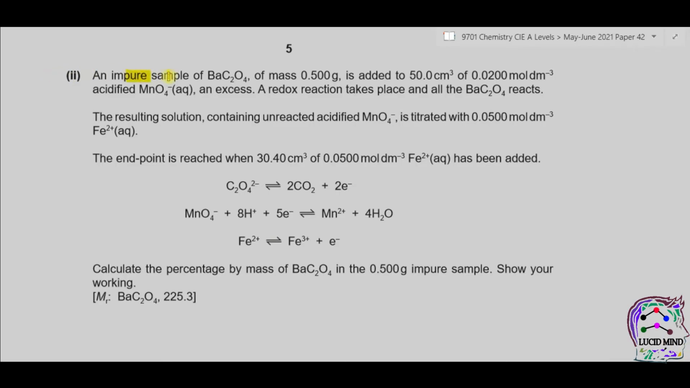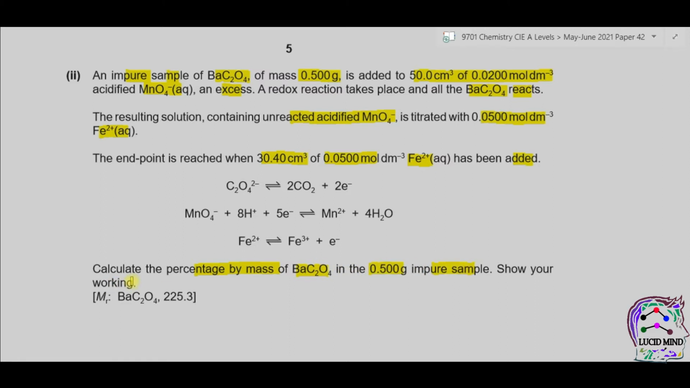Part 2, an impure sample of BaC2O4, mass is given 0.5 grams. It is added to 50 cm3 of 0.02 mol per dm3 acidified manganate, which is oxidizing agent, and in excess, a redox reaction takes place and all BaC2O4 reacts. The resulting solution containing unreacted acidified manganate is titrated with iron 2 positive. The endpoint is reached when 30.4 cm3 of 0.05 mol per dm3 aqueous iron has been added. These are the equations. Calculate the percentage by mass of BaC2O4 in 0.5 grams impure sample.